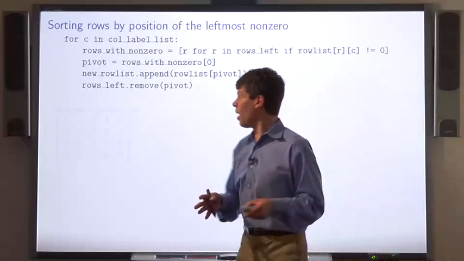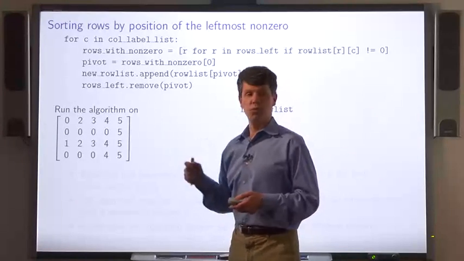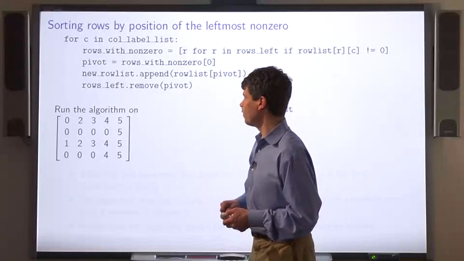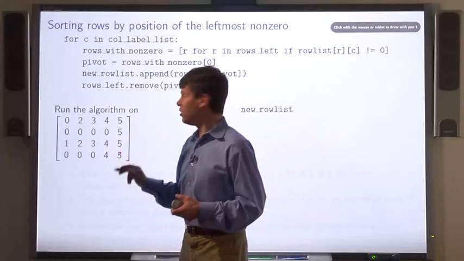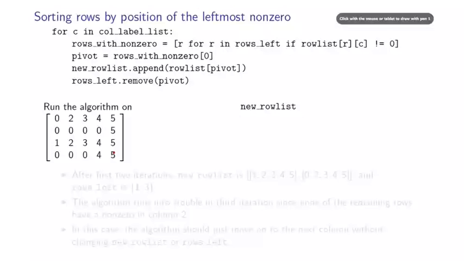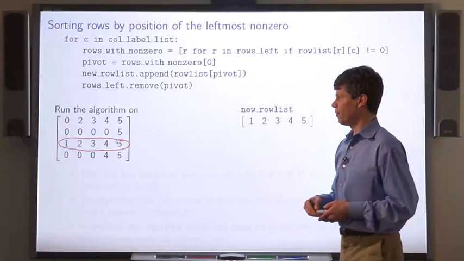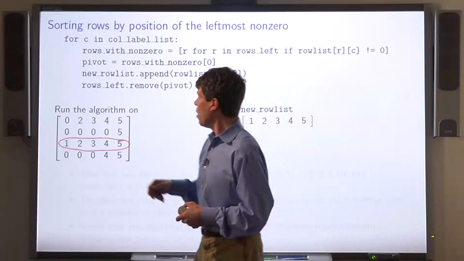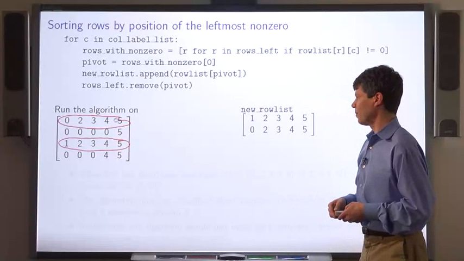Let's see how this algorithm operates on a matrix. So the algorithm iterates through the columns one by one. First, it considers the first column. It finds a row with a non-zero in that column. So this row. And adds that to new row list. Goes to the second column, finds a row with a non-zero in that column, and adds that to new row list.